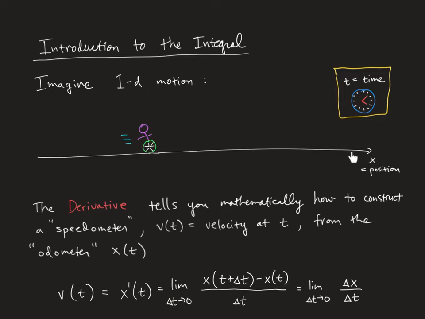So we're moving along the x-axis in one dimension, and we have time as our independent variable. Time is ticking in the background, and we're keeping track of motion along the line here. Now, in this situation, we motivated the derivative, right? And the derivative mathematically tells you how to construct a speedometer, which would be the velocity at t, from the odometer. So the odometer here I'm interpreting as x of t, just position as a function of time, where you are on the line as a function of time, being your odometer.